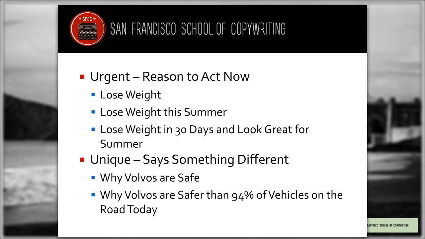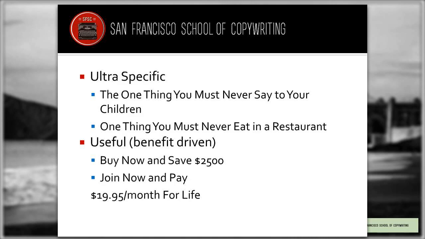Ultra-specific: the one thing you must never say to your children. The one thing you must never eat in a restaurant. I'm sure you've gotten these in the mail. Those kinds of ultra-specific teasers are used a lot in those really annoying magalogs that come, and it tells you the one thing you must never say to your children is on page 77. Then you go inside, and right there it gives you a little first paragraph, and then of course you've got to buy the book to find out the rest. They don't give you all of anything, which I find really frustrating.